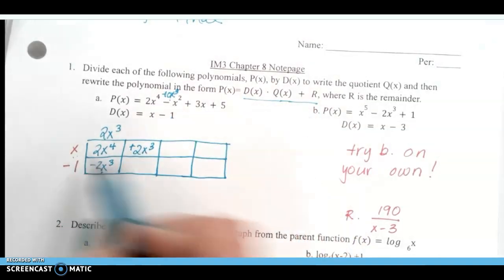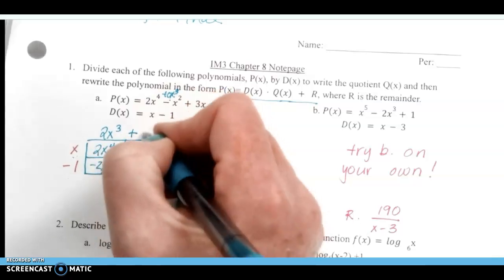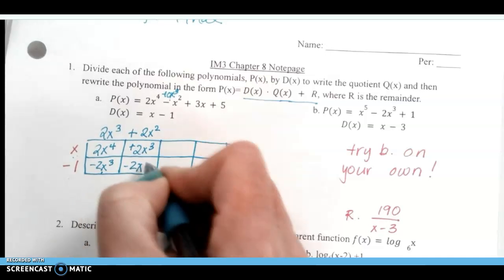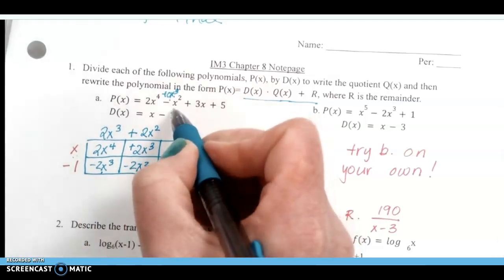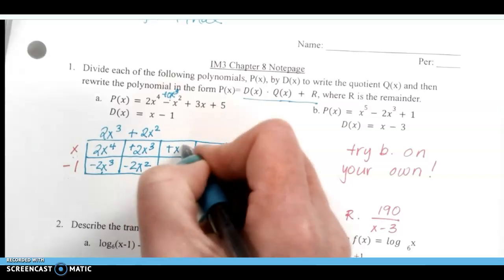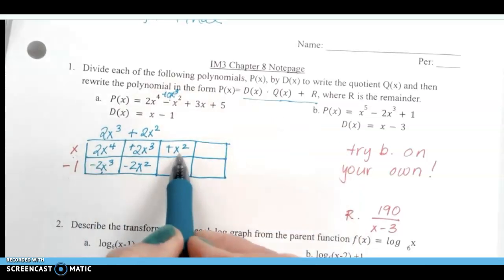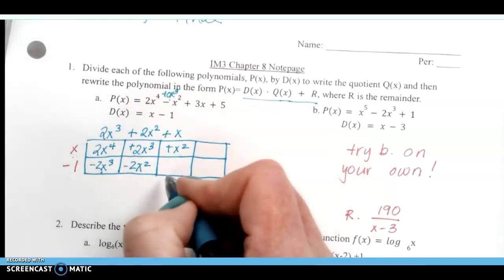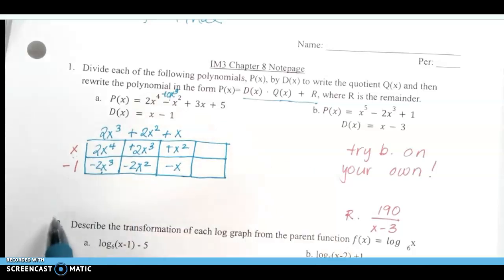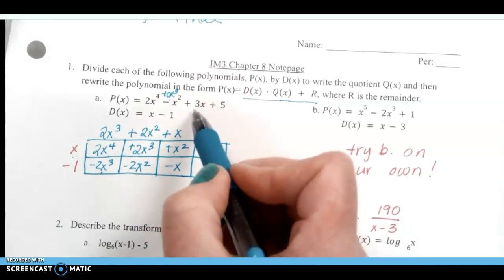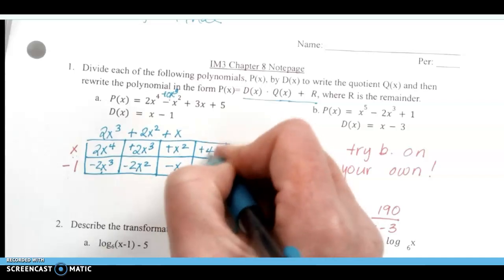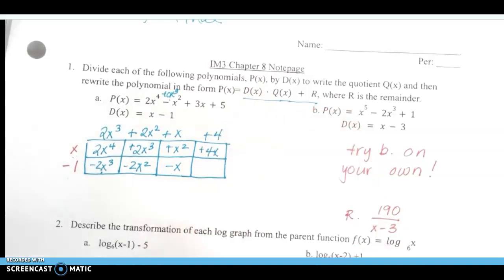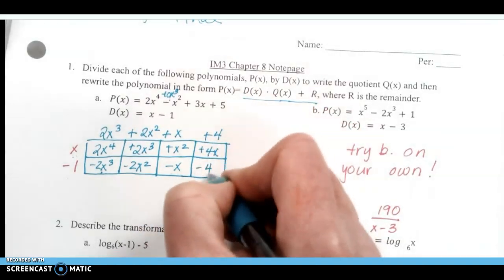Now we're going to divide x into 2x to the 3rd, and it goes in there 2x squared times. 2x squared times -1 is -2x squared. We need just one -x squared, so we want to add 1x squared here. Then x squared divided by x is x, and then x times -1 is -x. We need these two boxes to combine to get 3x, so we actually want to add 4x. And then 4x divided by x is just 4, and 4 times -1 is -4.